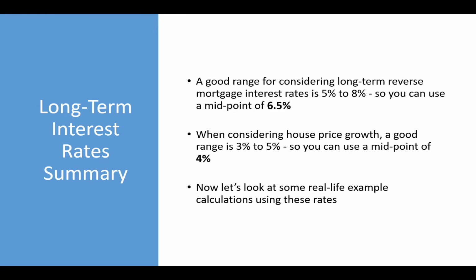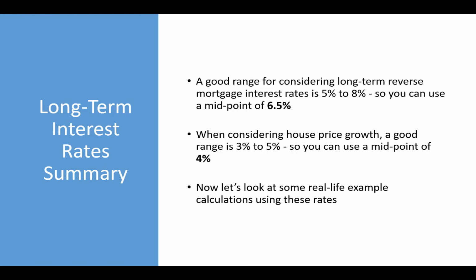So in summary, a good range for considering long-term reverse mortgage interest rates is about 5 to 8%. So you can use a midpoint of 6.5% when making your decision. That might be higher than the rate you got on your reverse mortgage, or it might be lower than the current rates of reverse mortgages. In the long run, it doesn't matter what the rates are right now. You need to think about the long-term rate you're going to pay on this when you sign up for it.